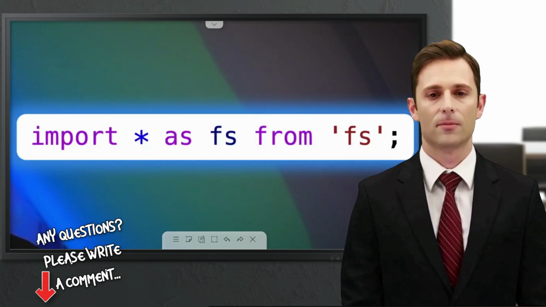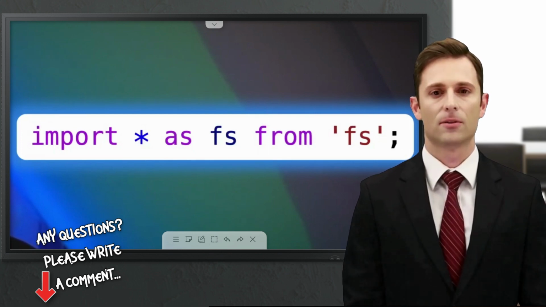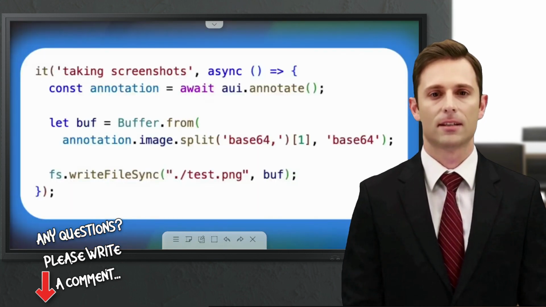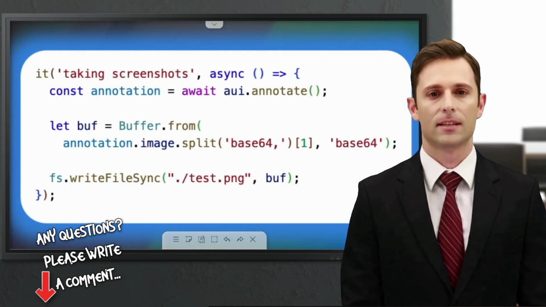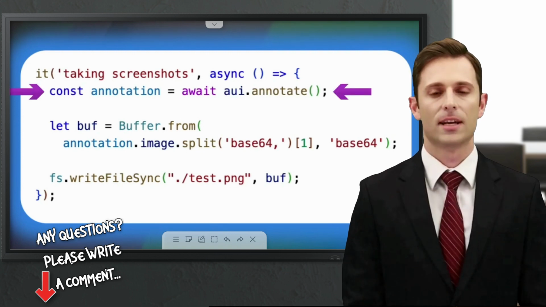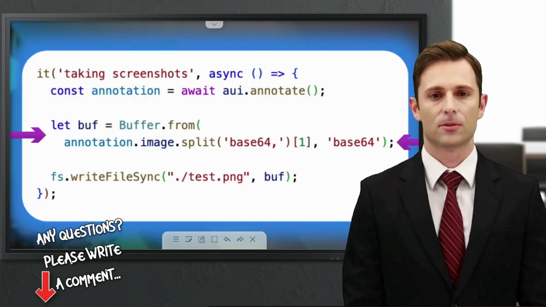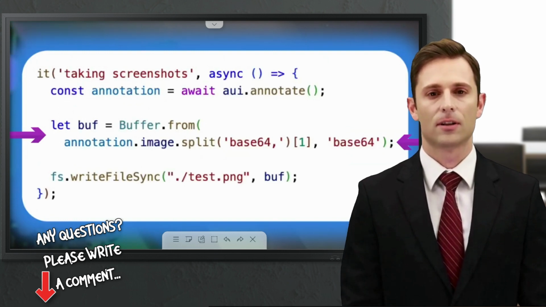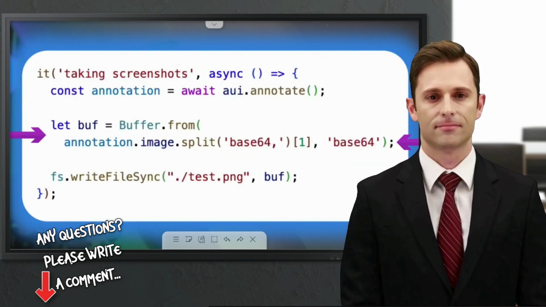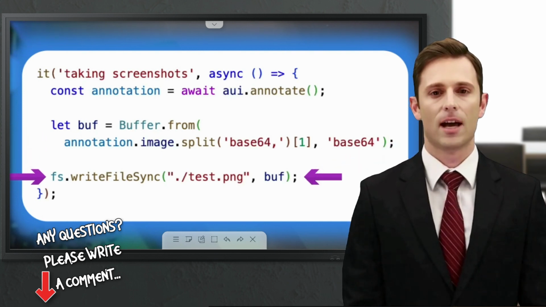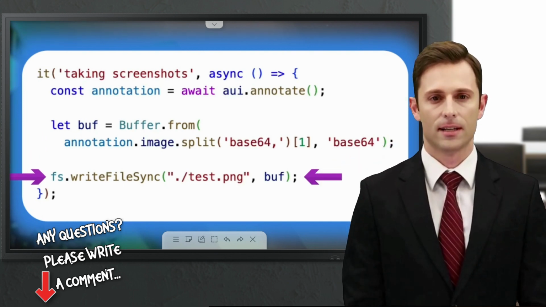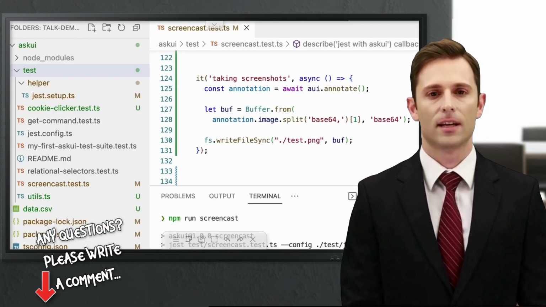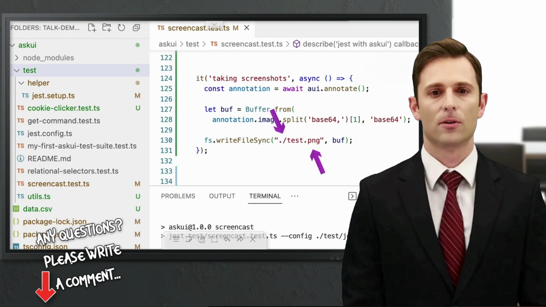The first thing you need to do is to import the FS module from Node.js, and then you need to know a little secret in the annotate function, as I mentioned before, because it returns an object which we can use to save an image. In this object, the image is already there in base 64 encoded form. We use a buffer to extract it into a variable and then use the FS module to write it to our file system. The image should now pop up in the path you specified. In this example, we specified the root folder of our project, but you can save it anywhere you want.